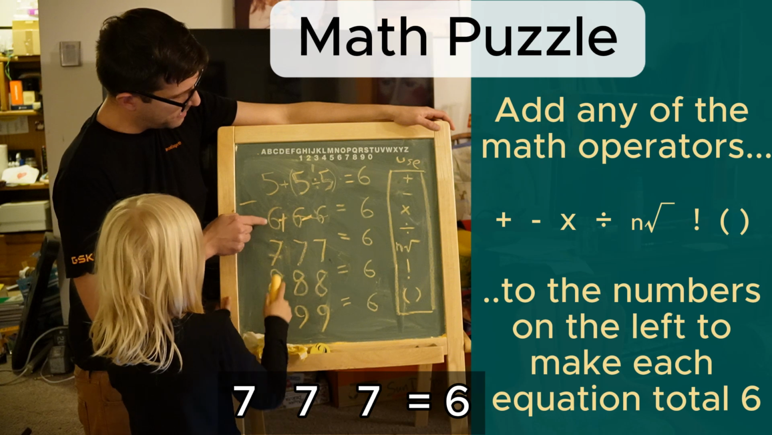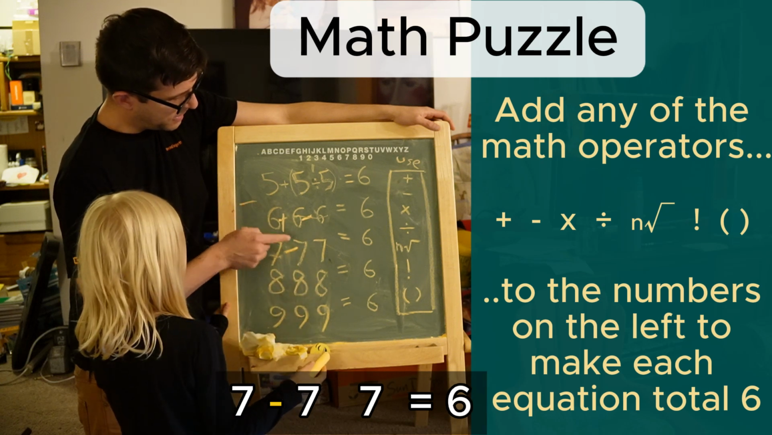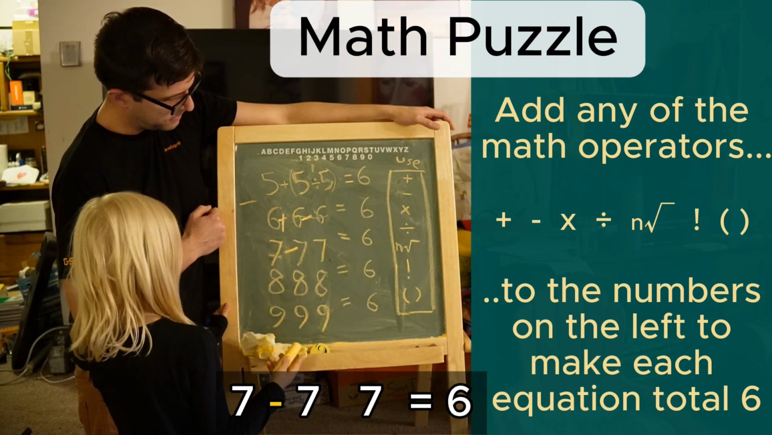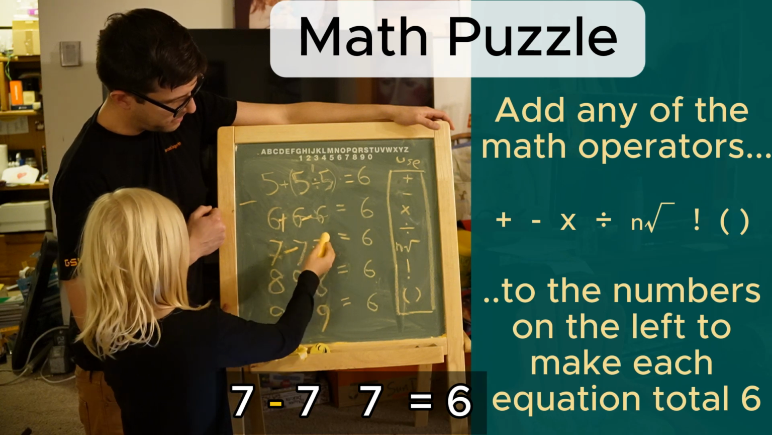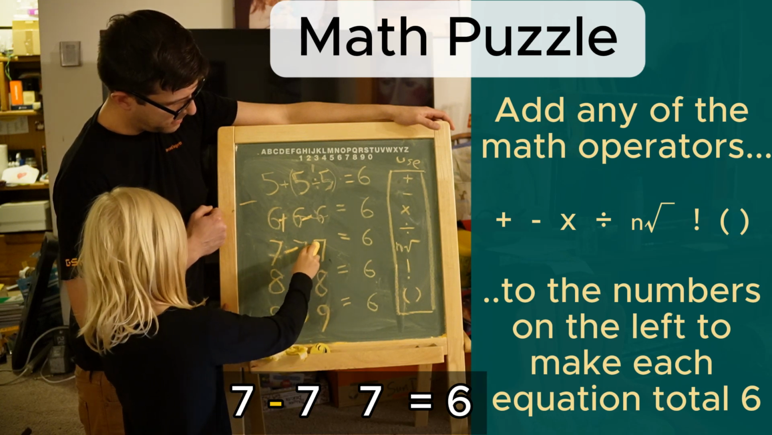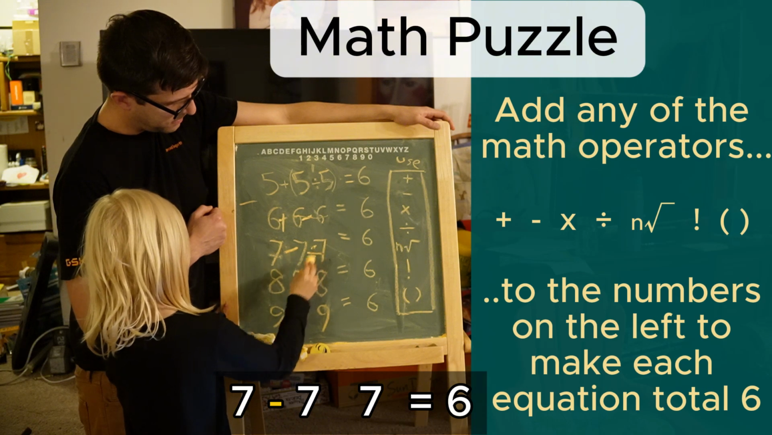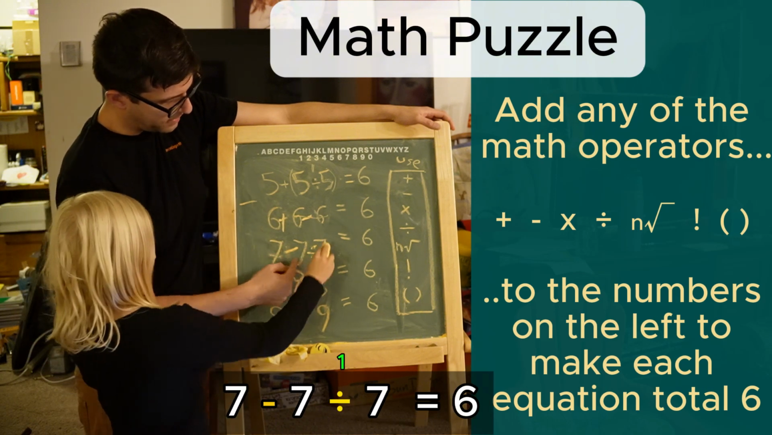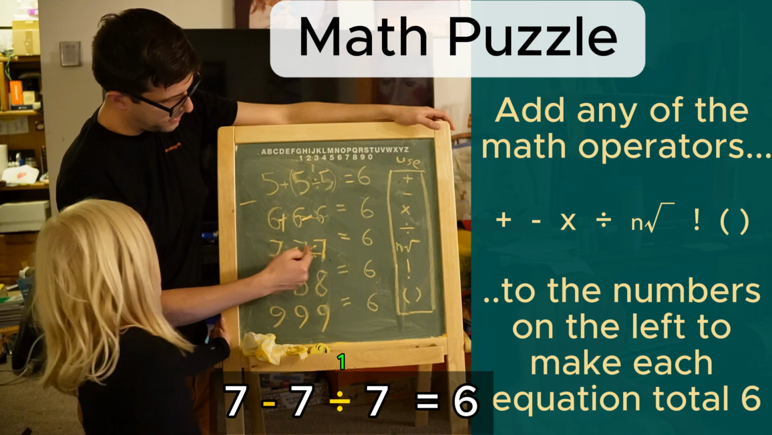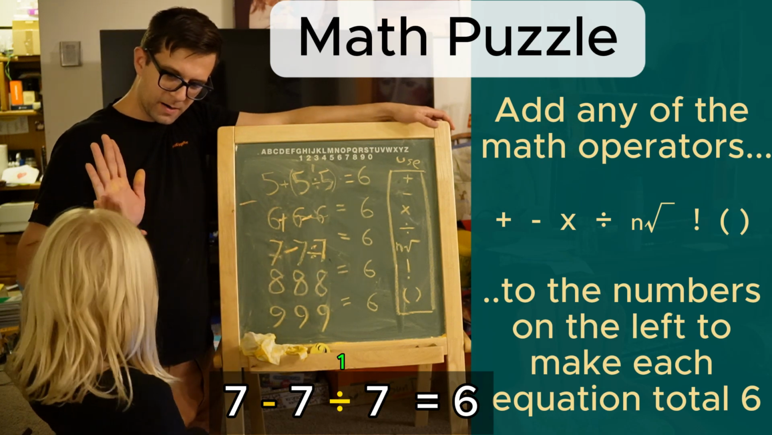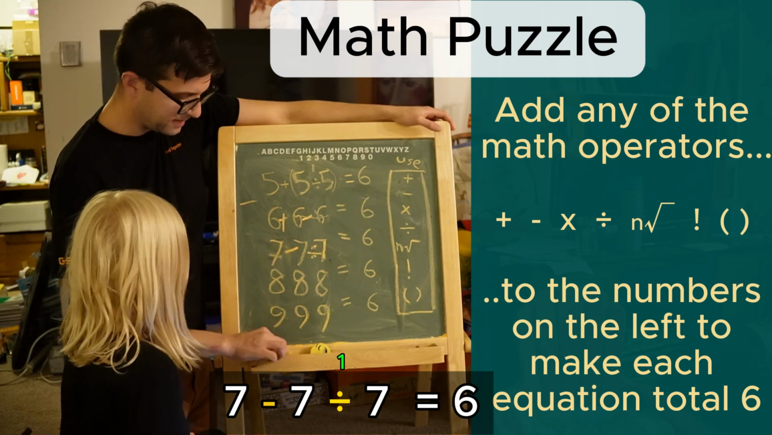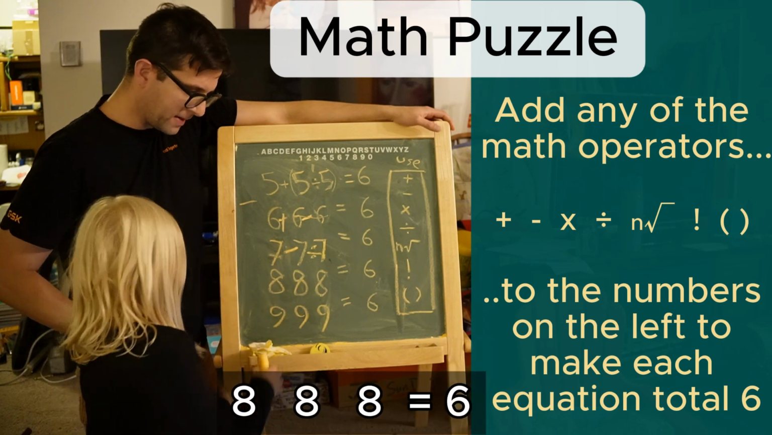So if we take 7 and then just do 7 divided by 7 to get 1, is that a division? Yeah, so 7 divided by 7 is 1, and then 7 minus 1 is 6. Good job, you're smart, girl. Figured that out easily. All right, what about 8? Can you solve 8?